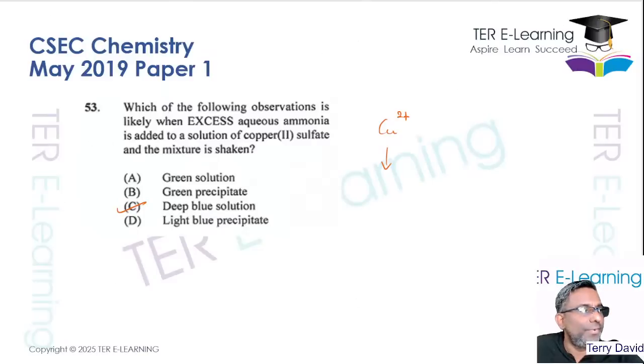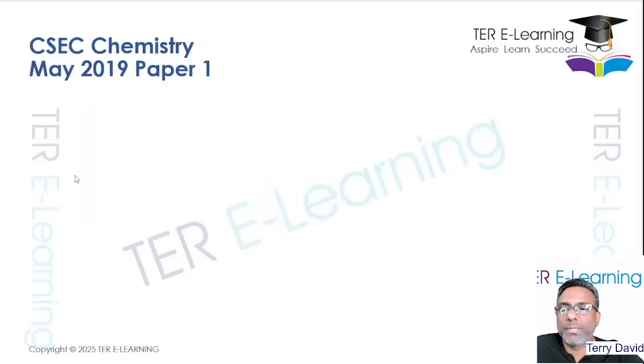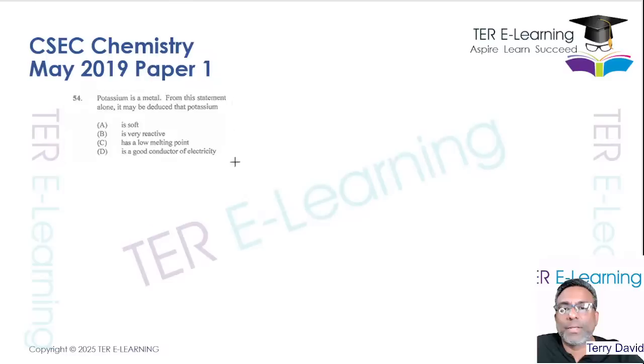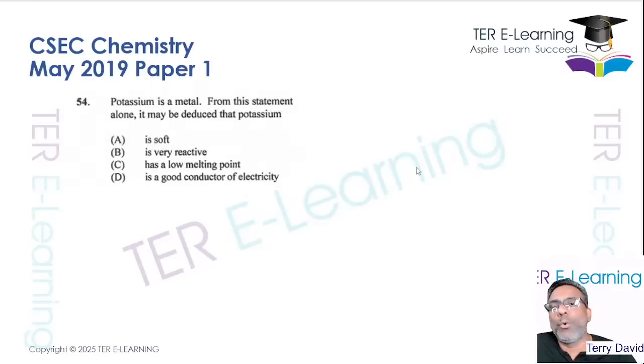And question 54, in this case here, question 54. Potassium is a metal. From the statement alone, it can be deduced that potassium what? What's the answer for this one here?